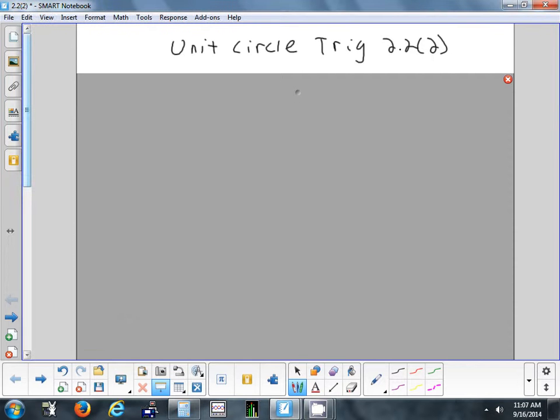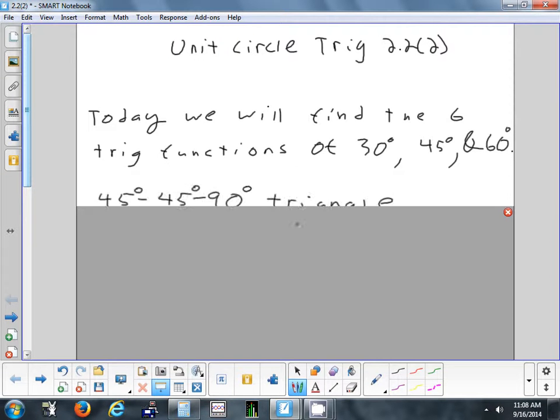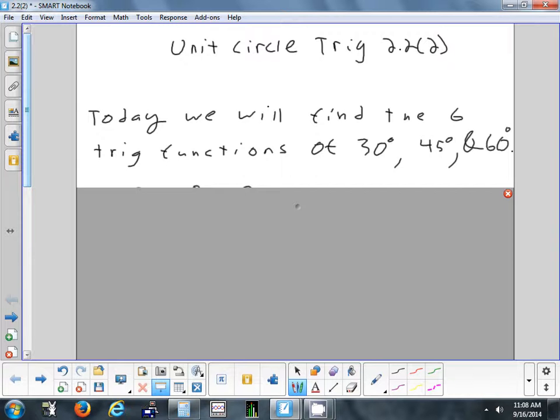So today we're going to continue on with unit circle trig. Yesterday we looked at the quadrantal angles, found the coordinates, and we also looked at what happens if I give you the coordinate, how you can just use that directly. Today we're going to look at three other angles: 30, 45, and 60.